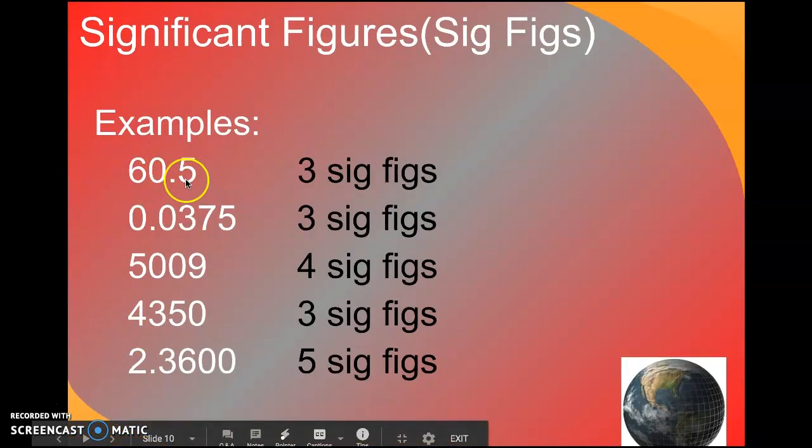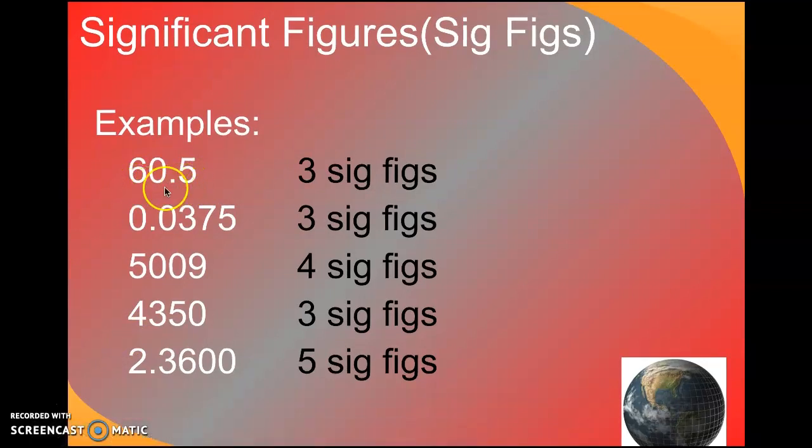Okay, so 60.5. All right, so anything that's not 0 counts as significant. So the 6 and the 5 count as being significant. This 0 is considered a middle zero, so that counts as being significant. So that has 3 sig figs. The next one, 0.0375. These are leading zeros. Leading zeros never ever count, so we don't count those, but you count the 3, the 7, and the 5, so that has 3 sig figs.